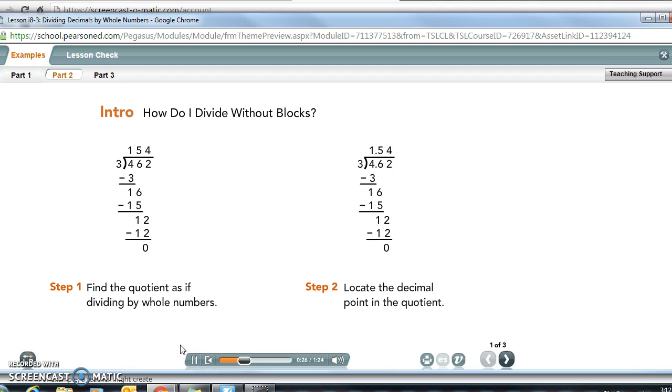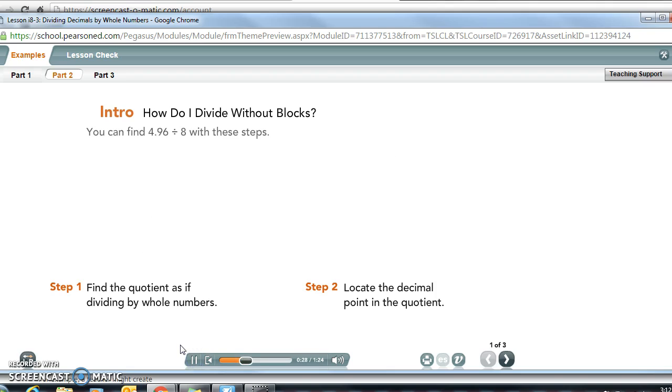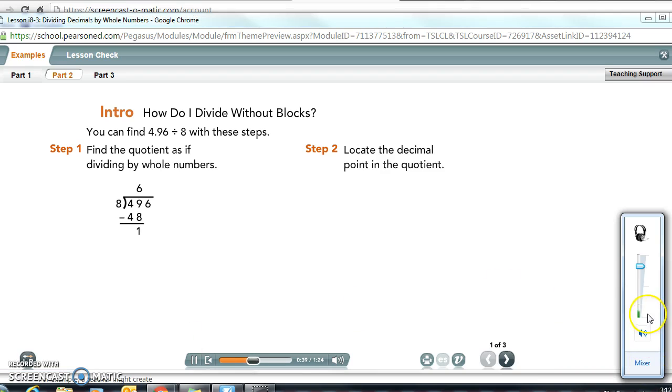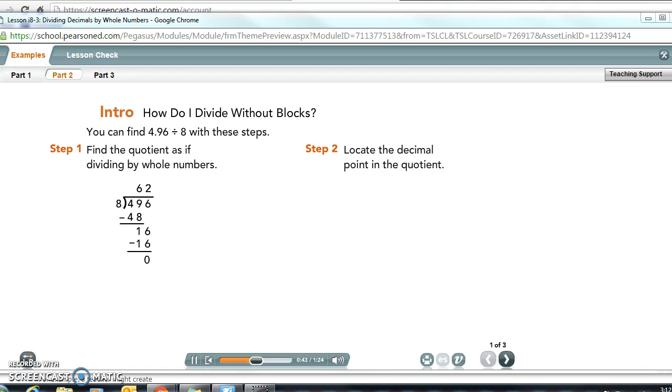Locate the decimal point in the quotient. You can find 4 and 96 hundredths divided by 8 using these two steps. Start by solving the problem just like you would with whole numbers. So, 496 divided by 8 equals 62. The decimal point is between the 4 and the 9 in the dividend.